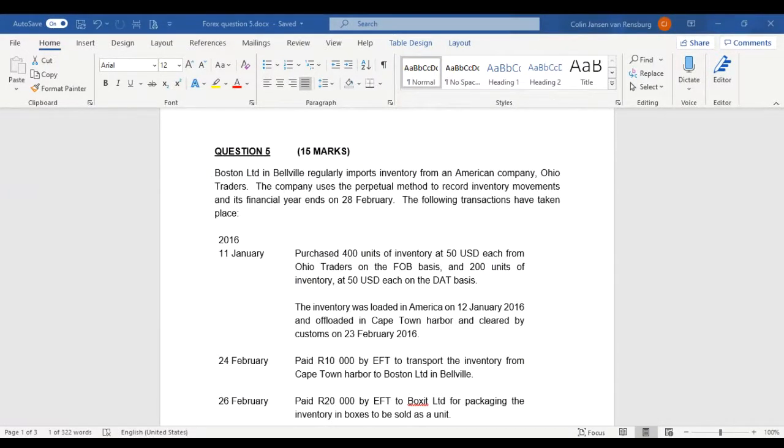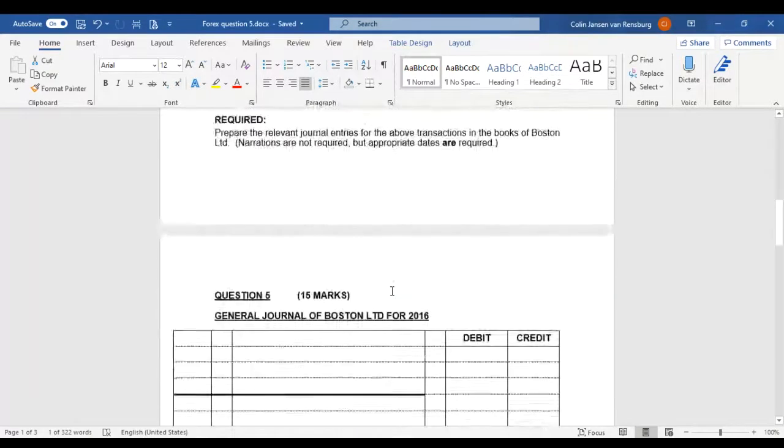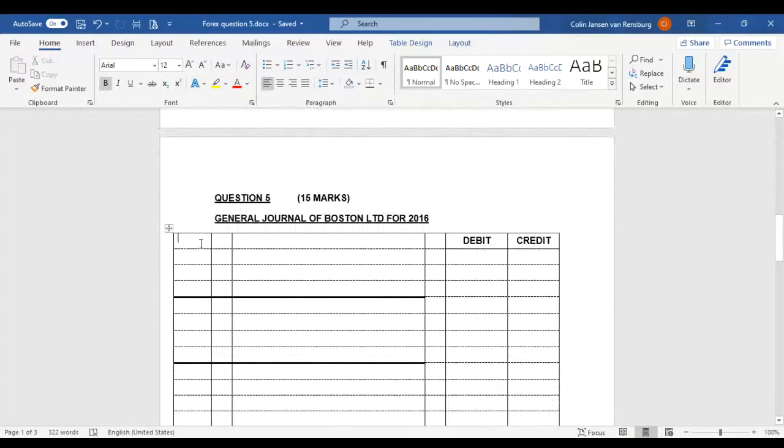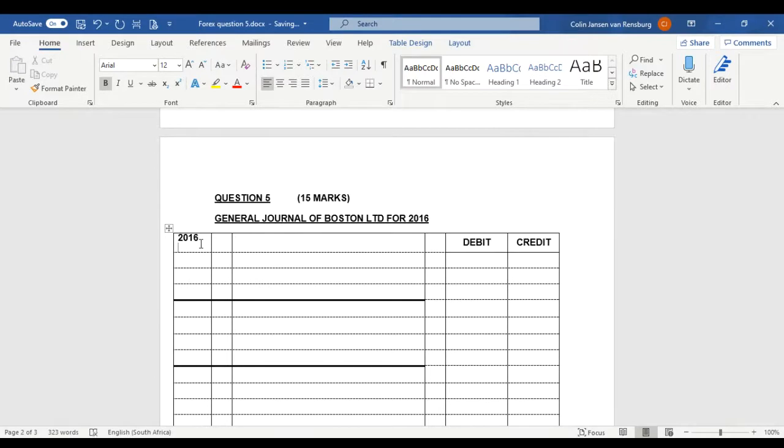So let's go and populate our answer sheet now. So 12th of January, let's go and see where's our journal. There we go. So this is 2016. And this is, what did we say, January? And our first date that is important for us, our first transaction date, is the 12th.